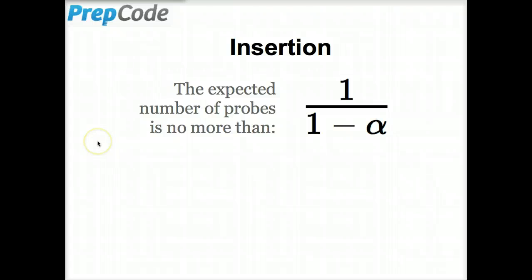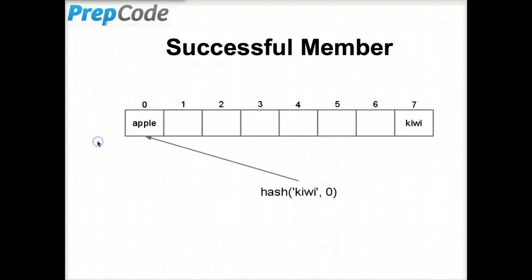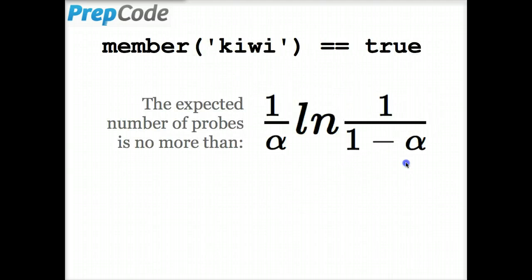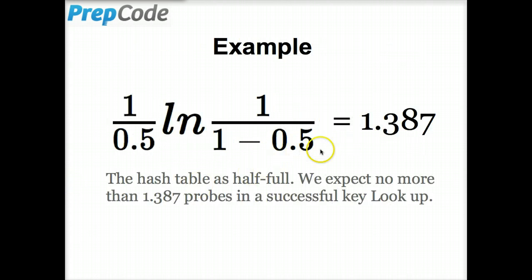We can also describe a successful member operation. Say that the target key is in the hash table. Then the number of buckets that will be probed on average is no more than 1 over alpha times the natural log of 1 over 1 minus alpha. For example, if the hash table is half full, then a successful member operation probes at most 1.387 buckets.